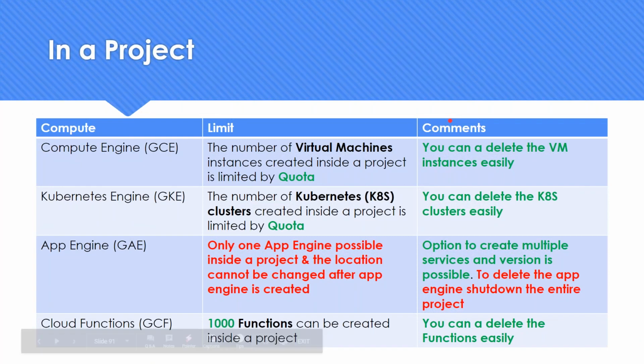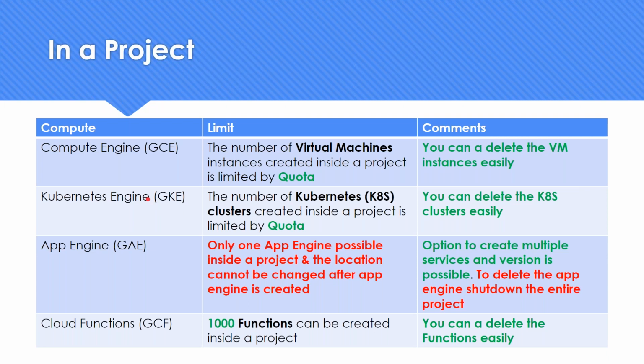About specifically, this slide was created only for App Engine. So in a project, if you were to do it right, how many compute engines can you create? Basically, it is limited by your quota. What is your quota which you have? And you can easily delete the VM. You have no issues. If you make a mistake, you can fix it.